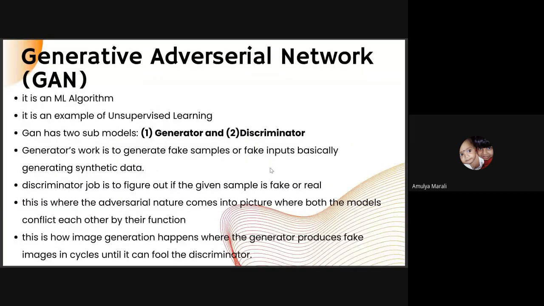Now, starting with the generative adversarial network. Generative adversarial networks have two submodels. First is the generator, and then comes the discriminator. The word adversarial itself states that there is some conflict between these two models, and by the way, they are CNNs. So what actually happens here, and how do these models, even though there is conflict, work together to generate images? Let's understand.